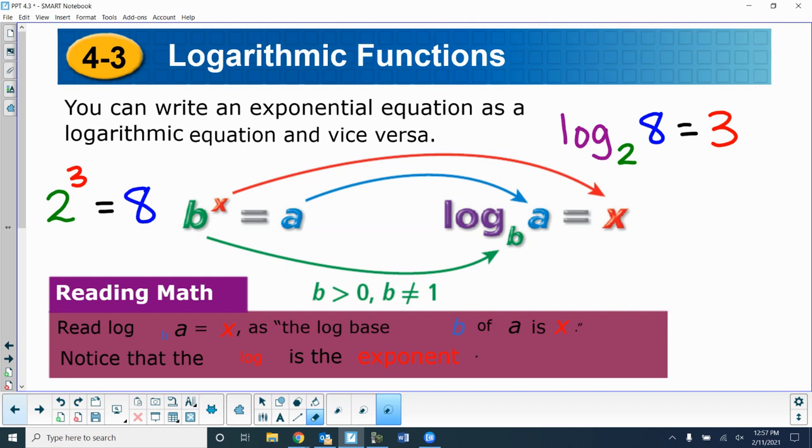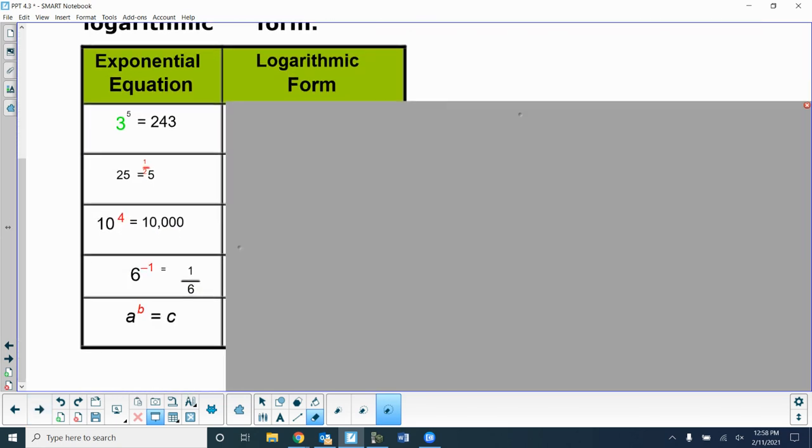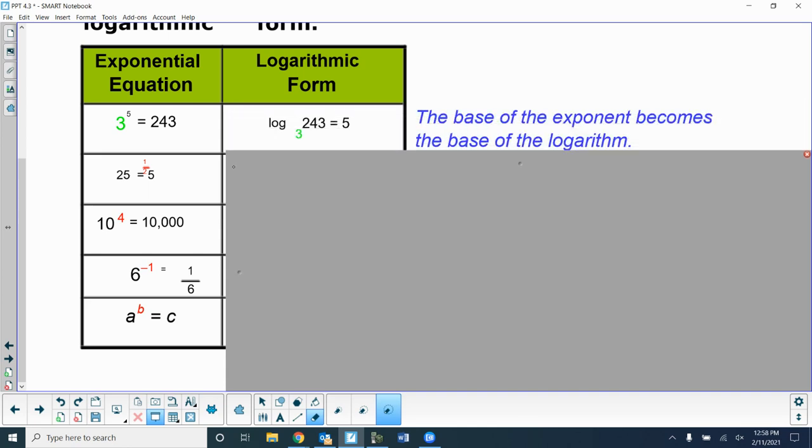Let's go. It's written like this for you. I want you to write it like this for me. The base is after the log. Whatever this equals comes after for the number, and then the exponent is what it equals. So, 3 to the 5th is 243. Log base 3 of 243 equals 5.